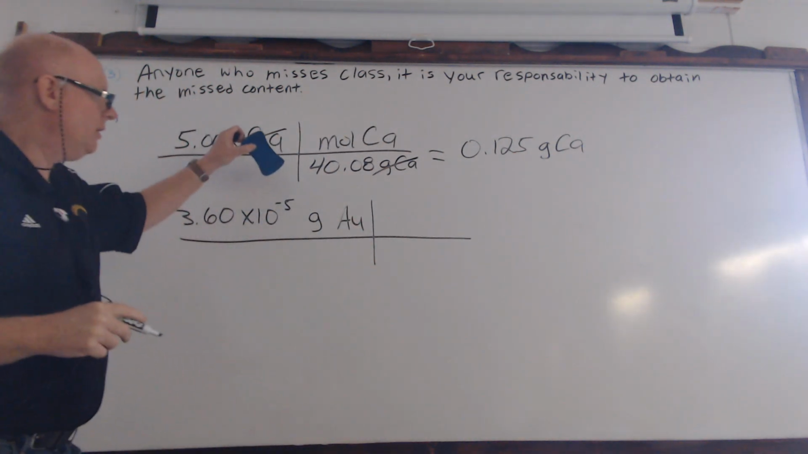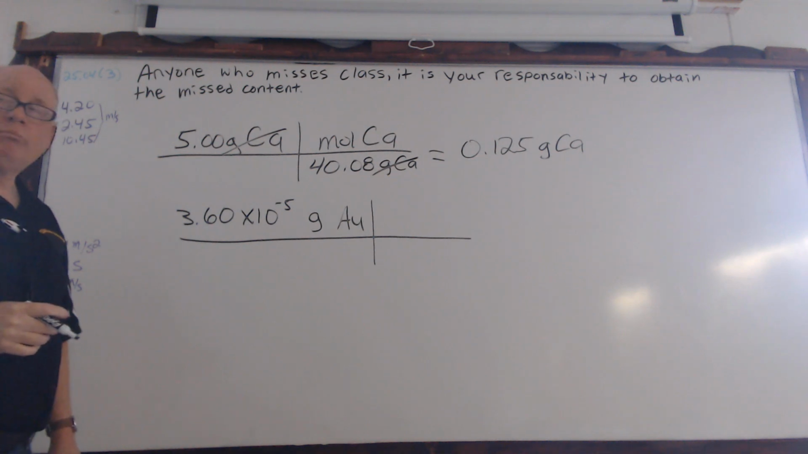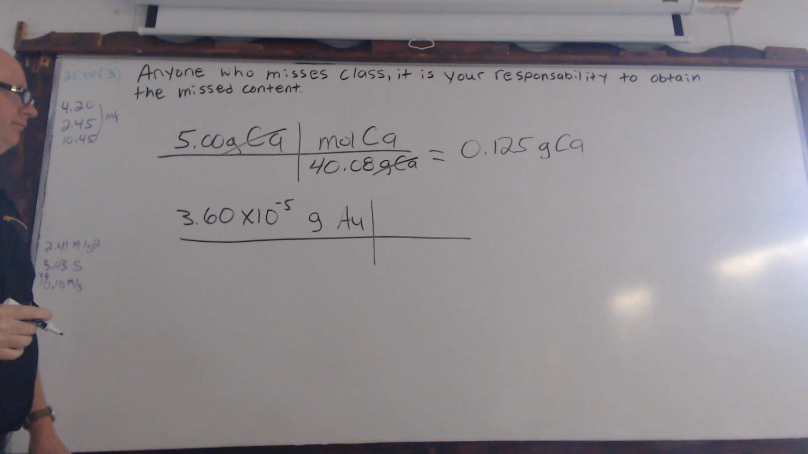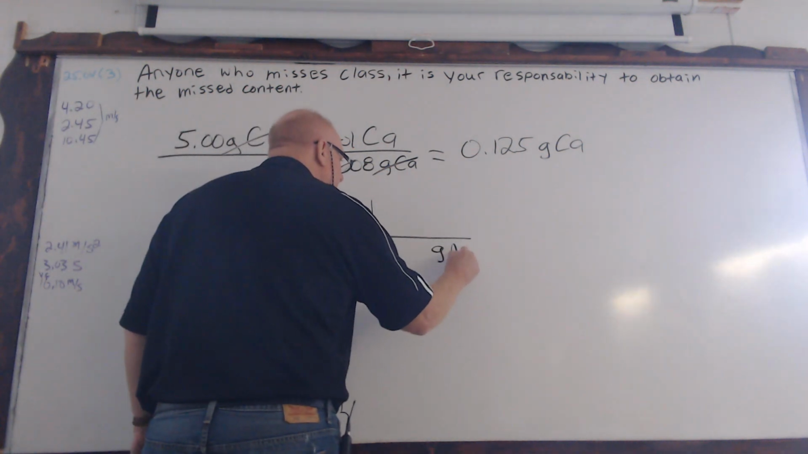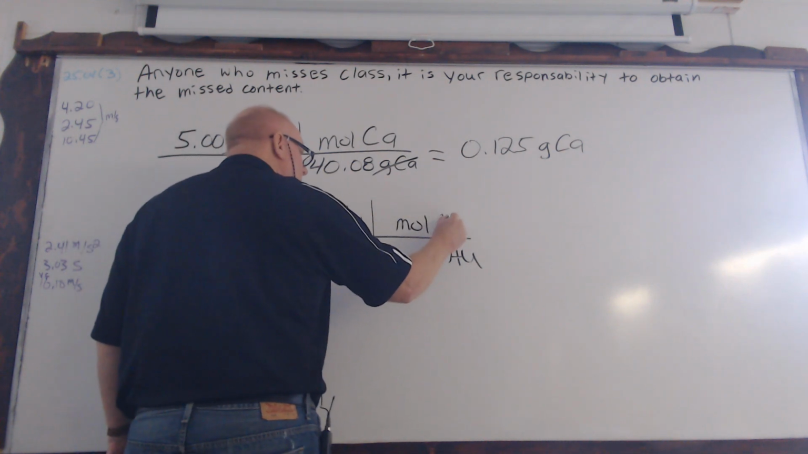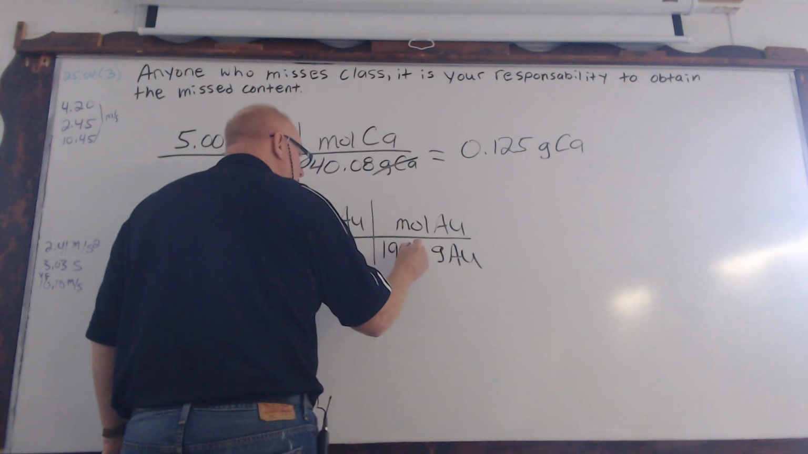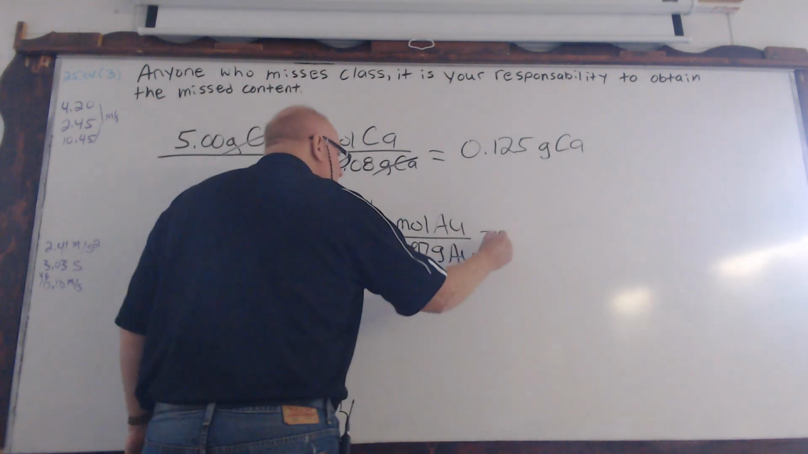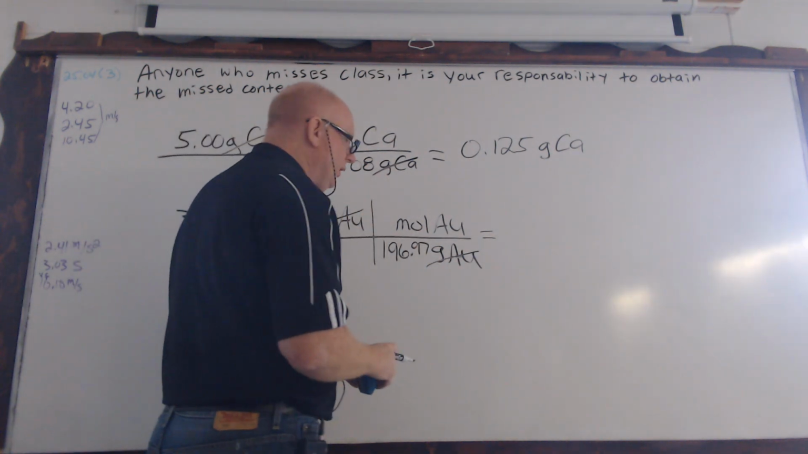Just like we did up here. How do we change that to moles of gold? You got to put grams of gold on the bottom. And then 197. Okay. Notice again, your grams are gone. You're just left with moles, and that's what you're looking for.